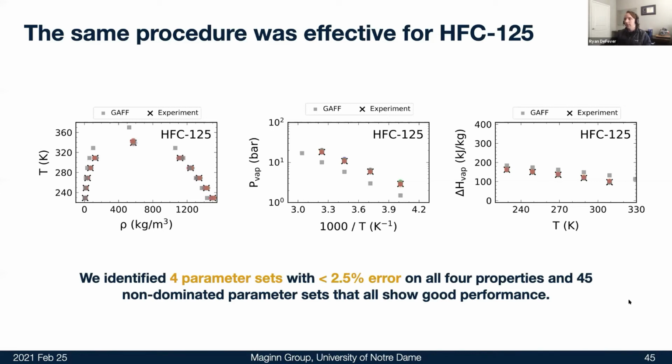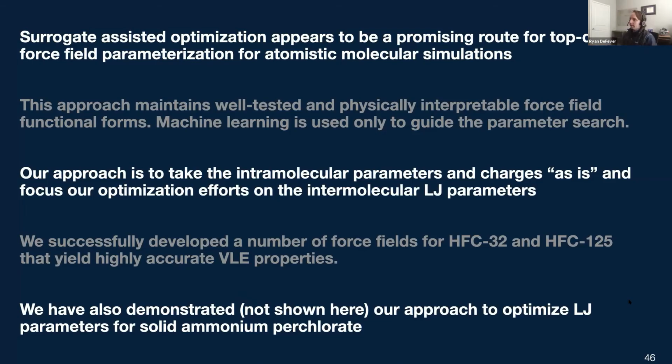So in conclusion, I hope I've shown you that surrogate-assisted optimization is a promising route for top-down force field parameterization in atomistic molecular simulations. One thing we really like about this approach is it maintains the well-tested and physically interpretable functional forms that we've been using for a long time. This is not a machine learning force field. What we're using machine learning for here is to guide the parameter search to help us identify good parameters for analytical functional forms.